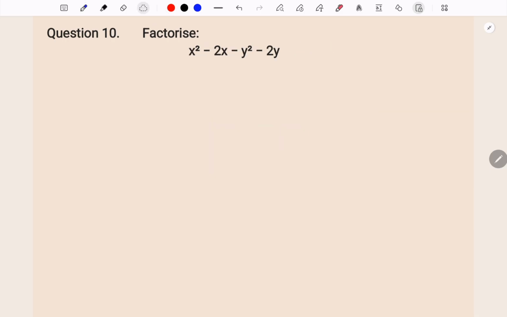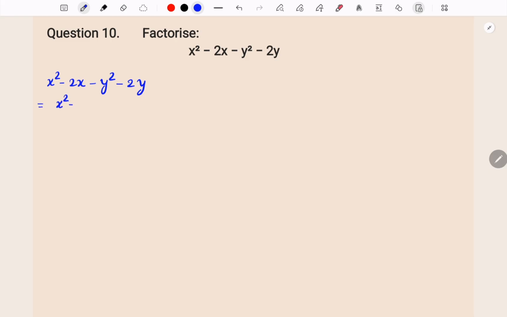Let's solve the next question. Here we need to factorize x squared minus 2x minus y squared minus 2y. First let's see what happens when we try to collect the x terms and the y terms together. So here we will have x squared minus 2x, all the x terms are together, and minus y squared minus 2y, all the y terms are also together.